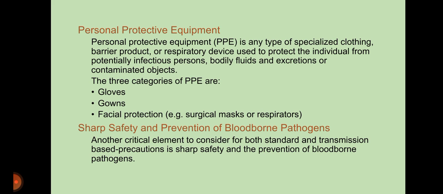So the next is the sharp safety and prevention of bloodborne pathogens. Another critical element to consider for both standard and transmission based precaution is sharp safety and the prevention of bloodborne pathogens.